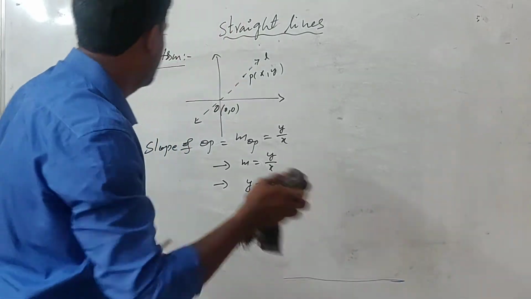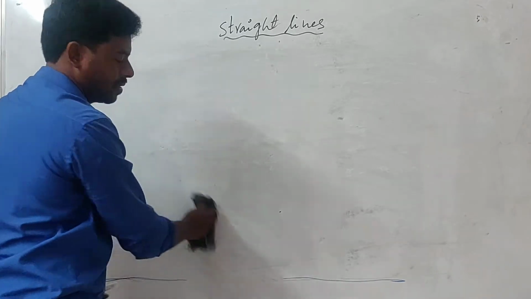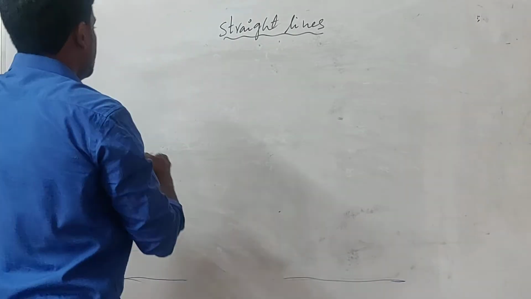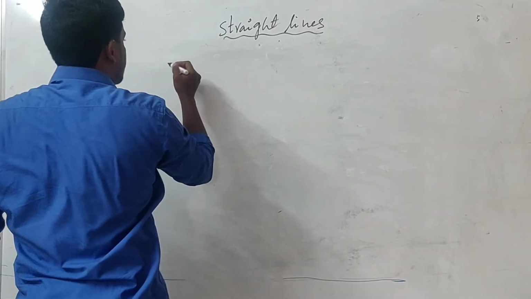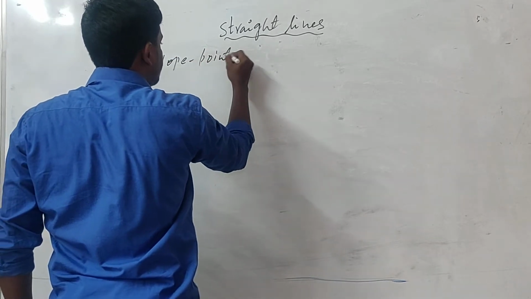Next case, slope and intercept form. As both are point properties, slope point form.